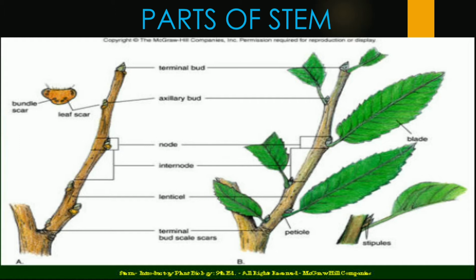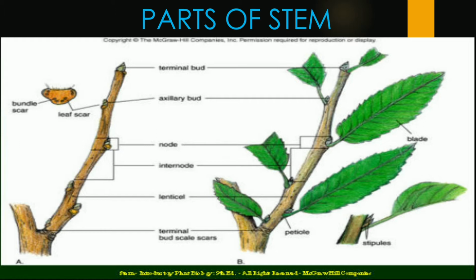Nodes on the stem are the points from where the leaves or the branches come out. The part between two successive nodes is known as an internode. The tip or the apical end of the stem is called a bud or growing bud, from which the height of the plant increases.